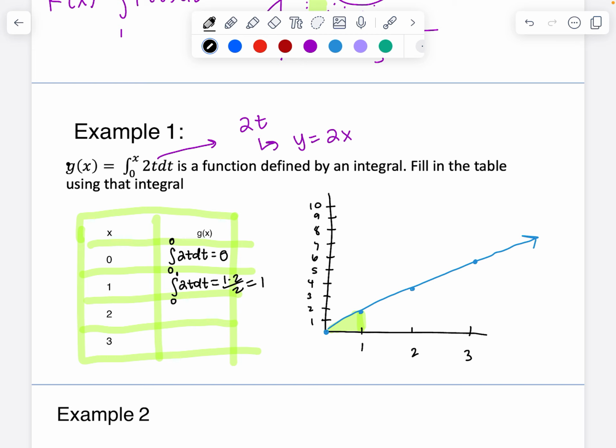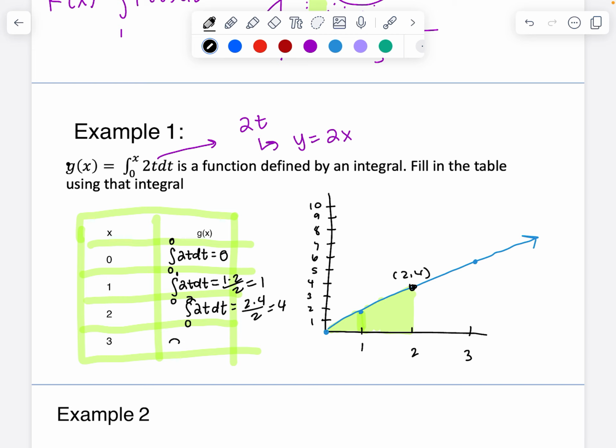The next one, my x value, so my upper bound, is 2. So this is asking me to find an area from 0 to 2 of 2t dt, and in this case we're adding some more area, right? Now it's this triangle right here. So this is the point 2, 4. That means that the base is 2, the height is 4, and then we have to divide by 2 again because it's a triangle. So the answer to g of 2 equals 4.